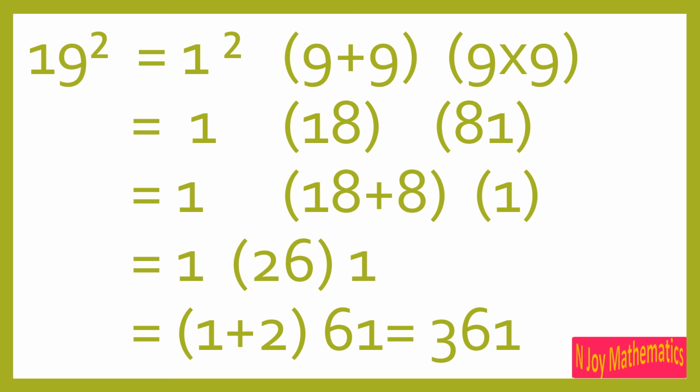Next, 19 square. 19 square also the same thing. 9 into 9 and 9 plus 9. So 81 comes here and 18 comes here. This 1 square is nothing but 1. So 1 I have written, 8 I have carried over. This is 26, so 6 I have written here. 1 already is there, I brought it down, and 2 when it goes, 361.